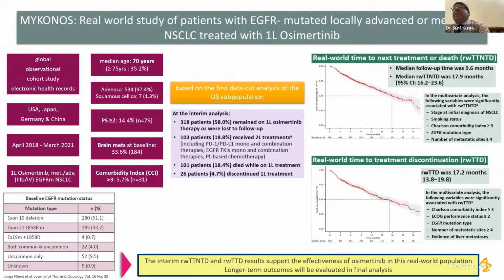And this is the interim analysis. The real-world time to next treatment or death graph clearly shows the advantage of osimertinib as a first-line treatment in these 4 countries: US, Japan, Germany, and China.